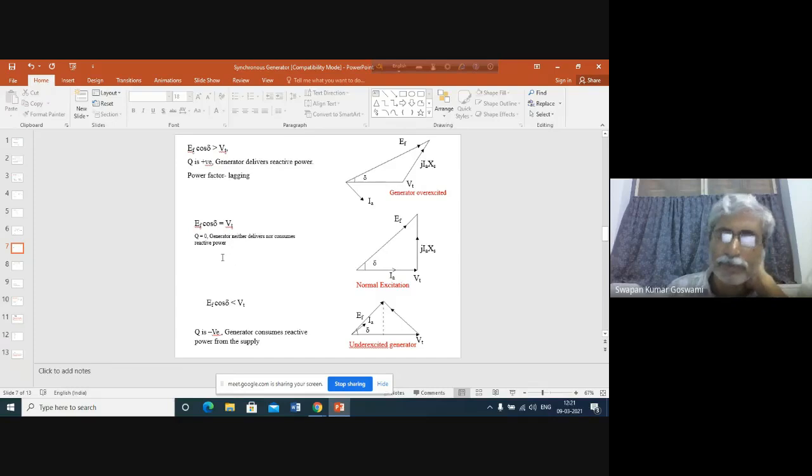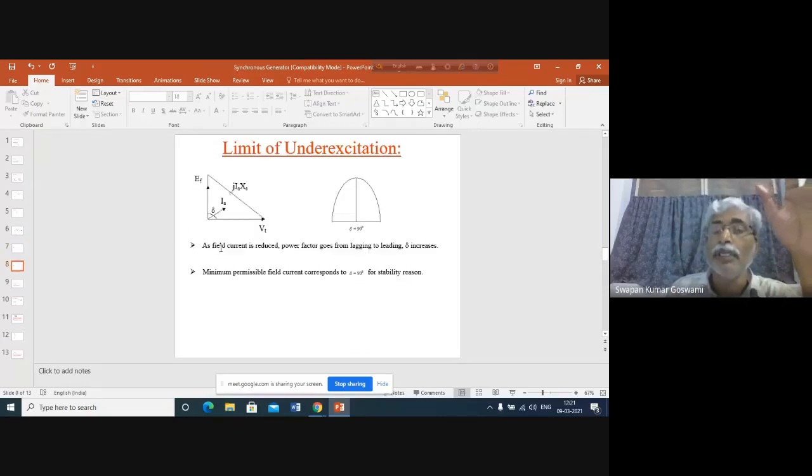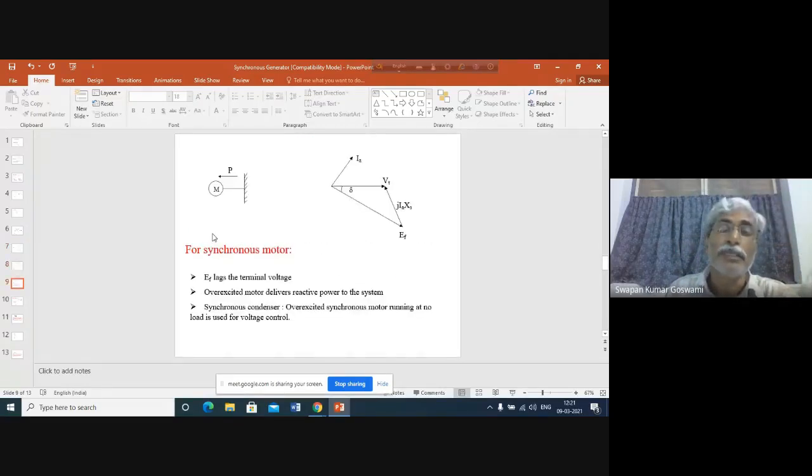So that has to be done by changing the input to the rotor of the generator, the mechanical power input. All right, is it clear?